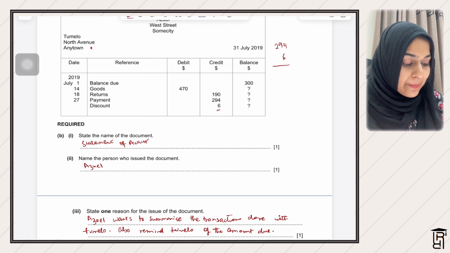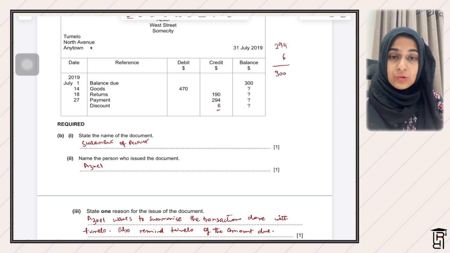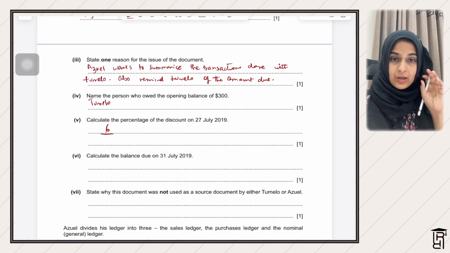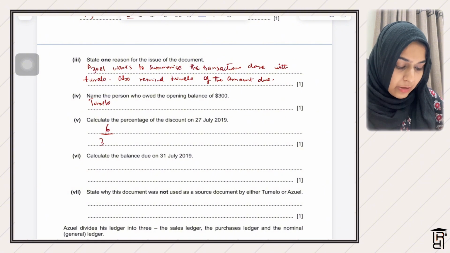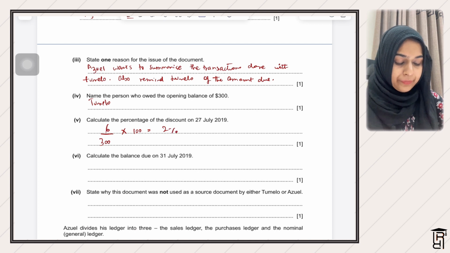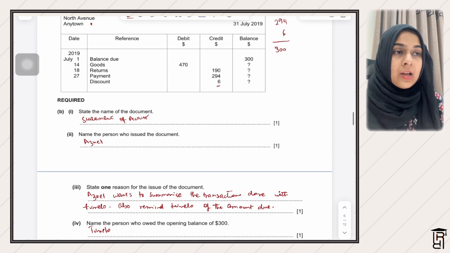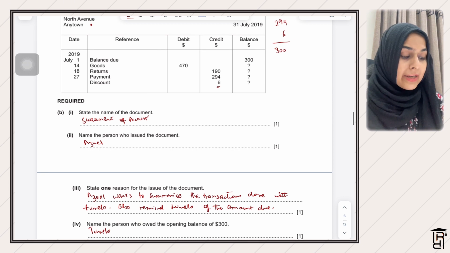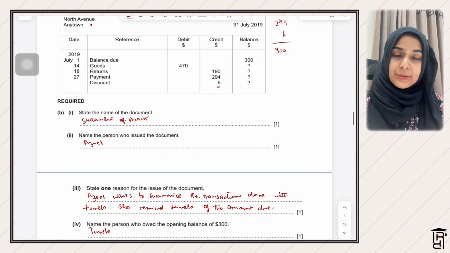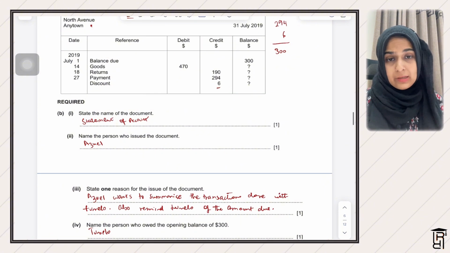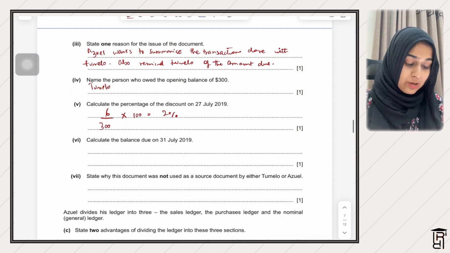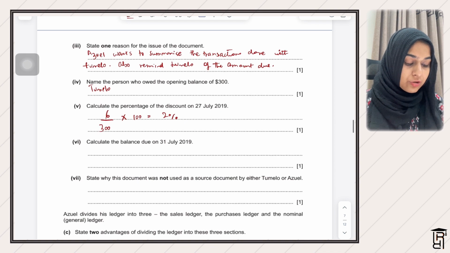So that means the total amount was 300 on which this discount was calculated actually. So you'll do here 6, that is the amount of discount, divided by the total amount, multiplied by 100, will give you 2%. This was a 2% discount. So 100% amount was 300 here. 98% was 294 because $6 discount was given, which was 2%. And after the 2% discount was given, Tomelo had to pay 294 as well. So that is how you'll calculate the percentage discount here. This is cash discount.